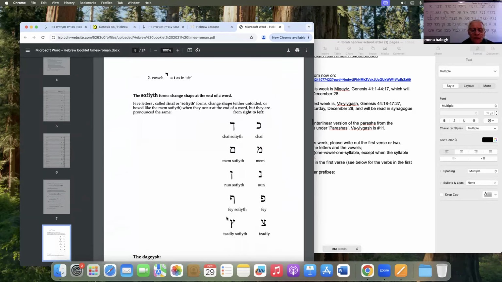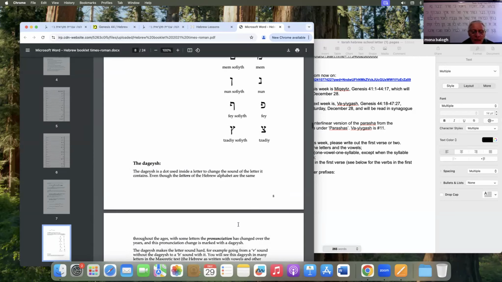Now there are Sophite forms of 5 letters, which means at the end of a word, the letter becomes unfolded, as in most of them, or boxed, as in the Mem Sophite. So the Chaf turns into a Chaf Sophite, Mem, Mem Sophite, Nun, Nun Sophite, Fe, Fe Sophite, Tzadi, Tzadi Sophite.